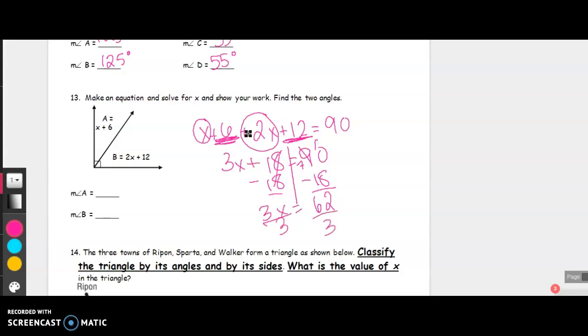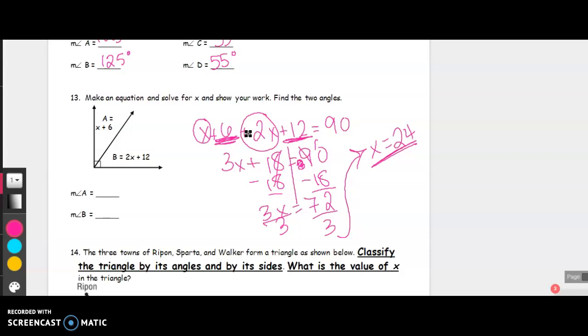And I'm just going to check it in my calculator one more time. 90 minus 18, oops, 72. That had to become an 8. My bad, sorry guys. See, it helps to check. So 72 divided by 3 gives me 24. So x equals 24.